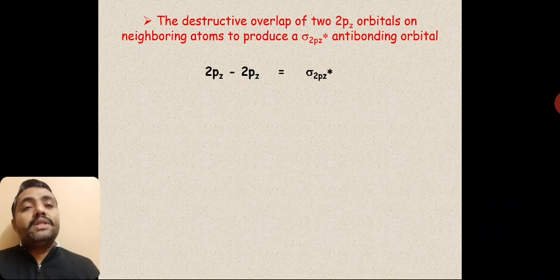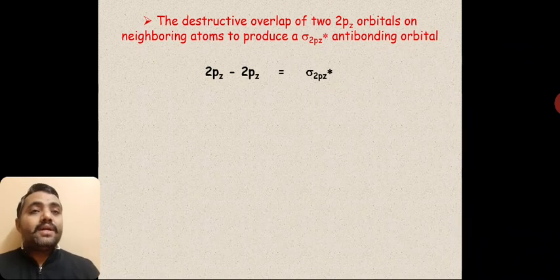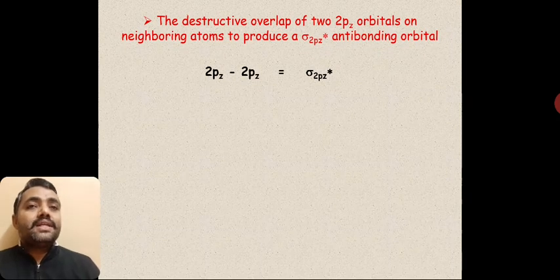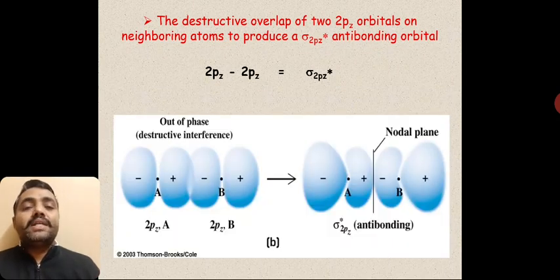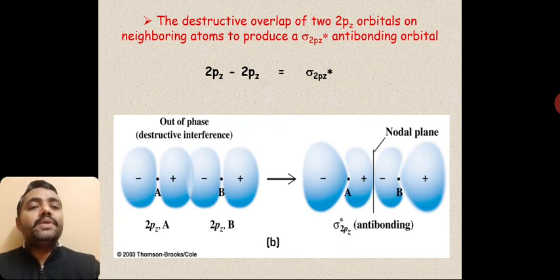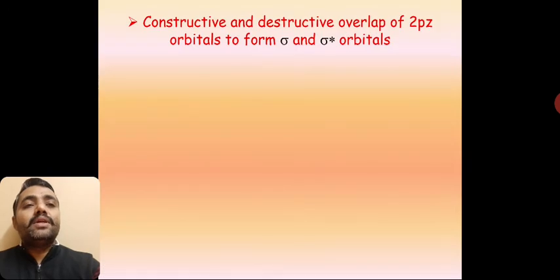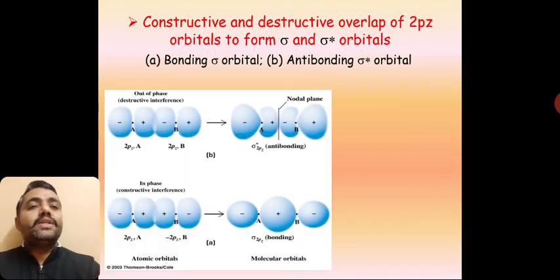If a 2pz overlaps with a 2pz in negative overlap, in a different phase, this is destructive overlap of 2pz orbitals, producing the sigma star 2pz antibonding molecular orbital, like this: minus plus, not in the same phase. This is out of phase, also known as destructive interference. Therefore a nodal plane is created and it forms sigma star 2pz, which is included in the antibonding molecular orbitals. You can show it like this.